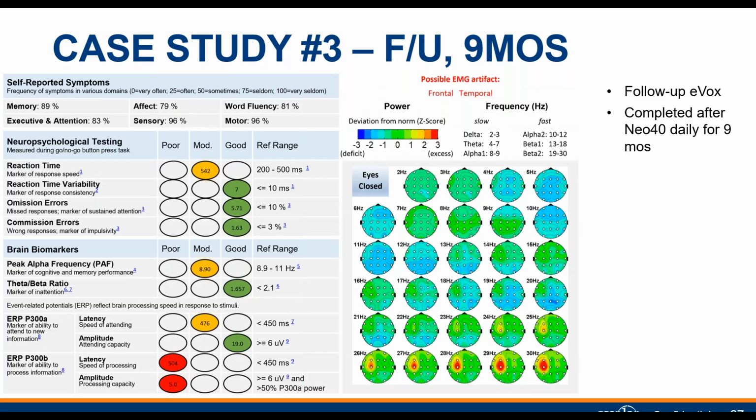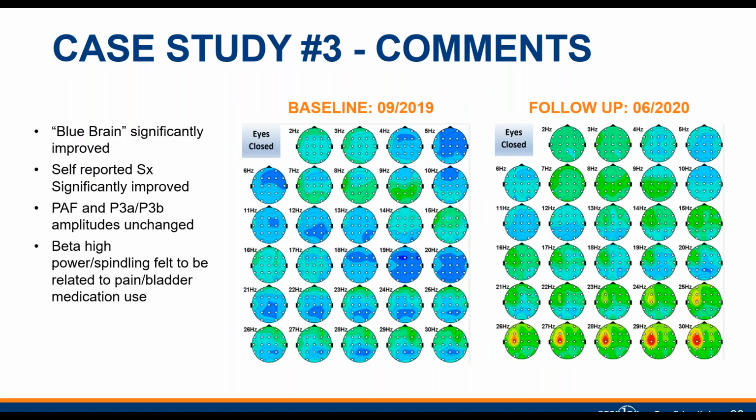The reason I mentioned the bladder issues was he was started on basically a barbiturate type medication by urology, and I think that explains his high power in the higher frequencies there. But back to the blue brain stuff, you can see pretty dramatically over the 9 months of taking just one Neo 40 a day, that has changed dramatically, and symptom-wise too, he reports much improvement. You can see on his self-reported scores on the two tests.